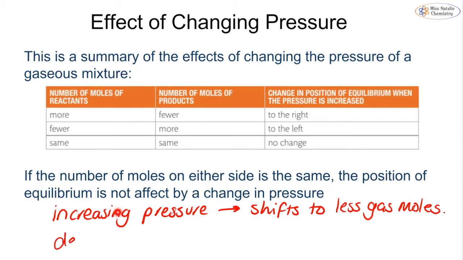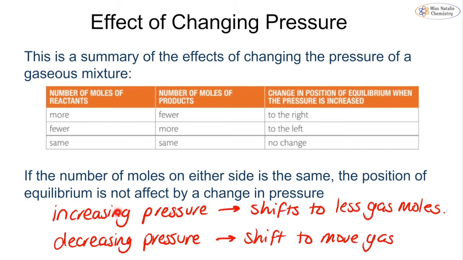If I decrease the pressure, it is then going to do the opposite, and it is going to shift to the side with more gas moles. So that's the example that is in the second one in the table. If I have fewer gas moles of reactants in comparison to my products, my reaction is going to shift to the left if I increase the pressure. So we're always looking to see which side has the most moles, and whether we are increasing or decreasing the pressure. Now, if the number of moles is exactly the same, the position of equilibrium cannot be affected by a change in pressure.